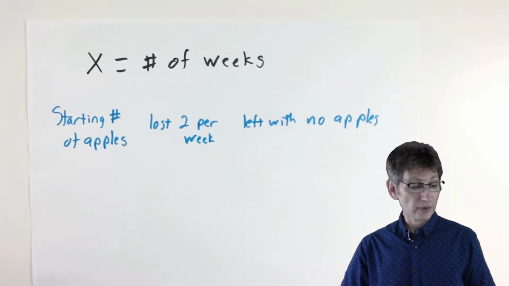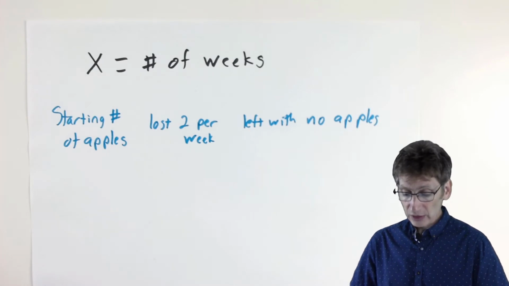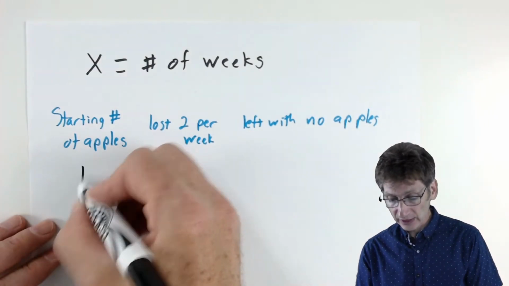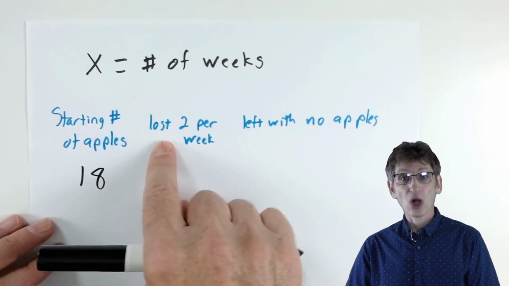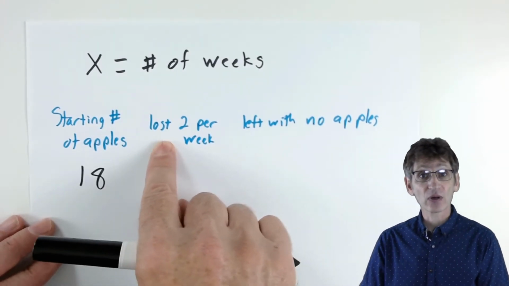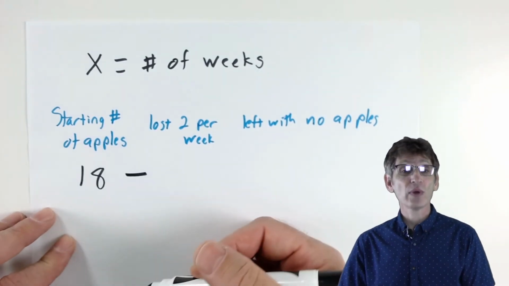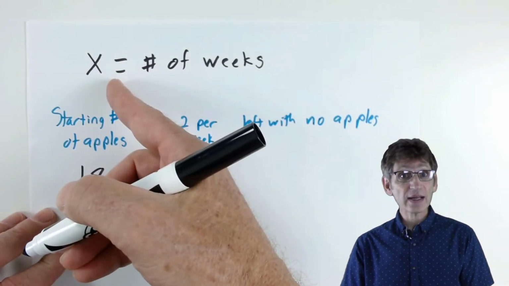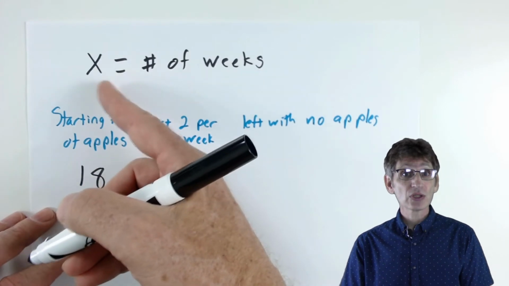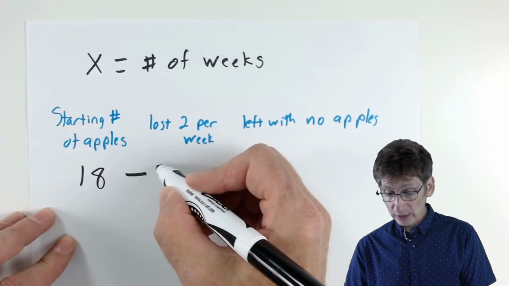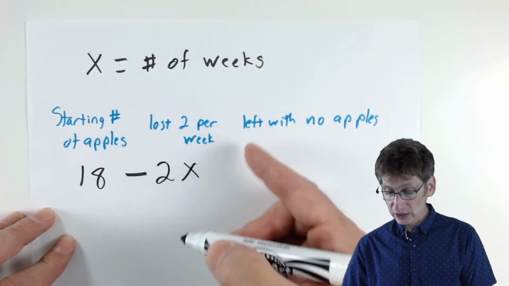All right, now we can write an equation. The starting number of apples, if you remember I said I had 18 apples, so I started with 18 apples. Lost. The mathematical operation for lost, subtraction. 2 per week. So for each of these x weeks I'm losing 2 apples. So 2 times the number of weeks is how many apples I'm losing. So I end up with minus 2x.